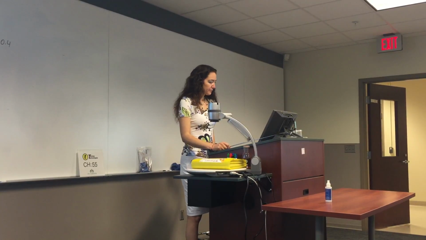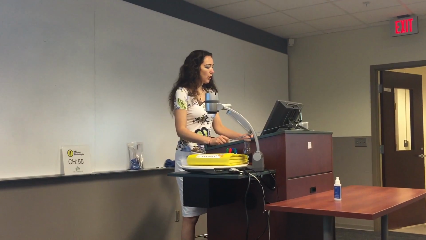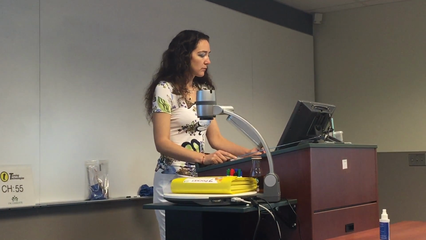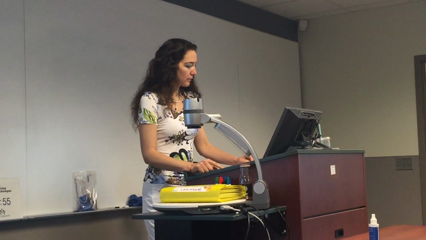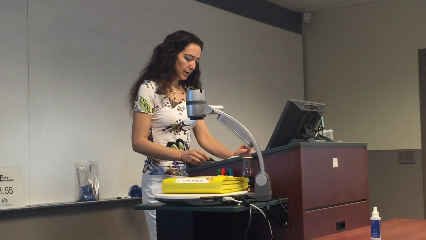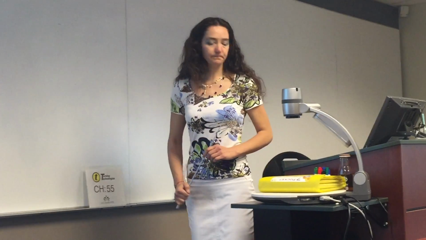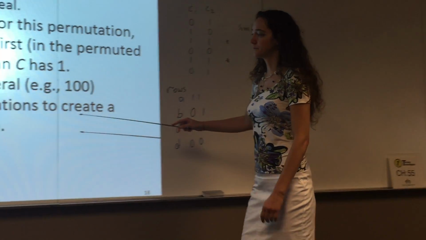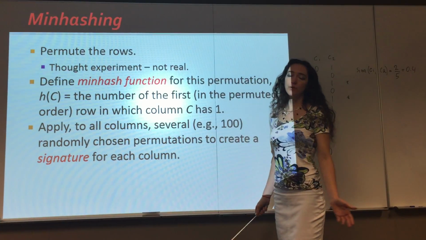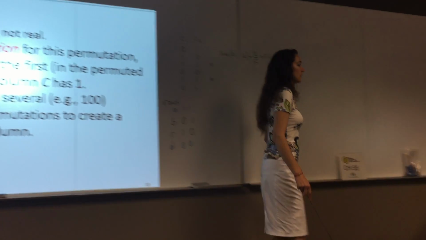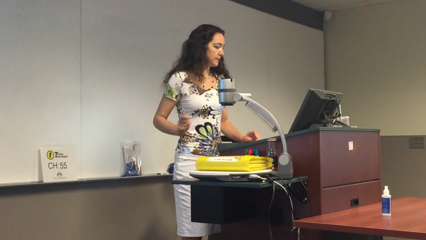Hash function. So we will apply it to all columns, and in this way we will create a signature. So there's going to be one signature for each column. Once we create all the signatures for all the columns, we will end up with a matrix of these signatures. So we'll have a signature matrix.